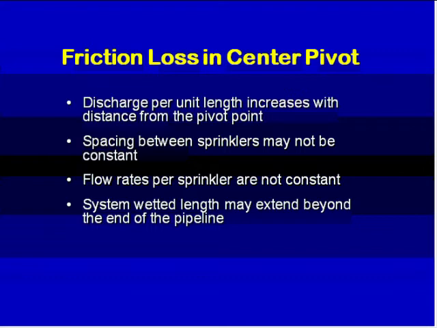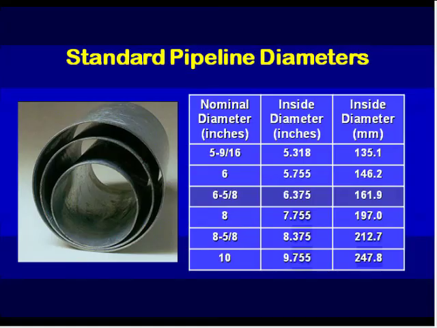The flow rates per sprinkler are also not constant because of the fact we're irrigating more area on the outside part of the system. So in many cases, the system wetted length may extend beyond the end of the pipe because the sprinkler is irrigating area off the end of the pipeline, whether it be an end gun or just the sprinkler at the very end of the pipe. So we can't necessarily just use the pipeline when we talk about these kinds of things.